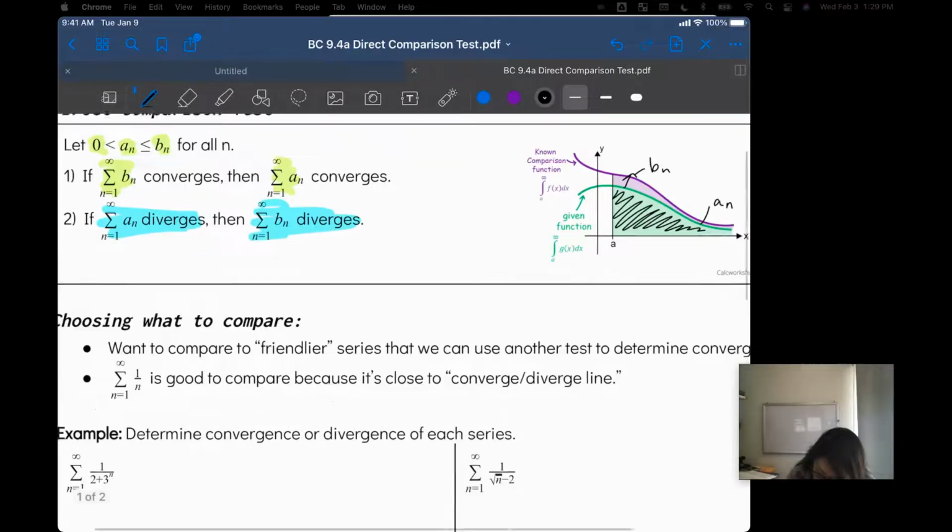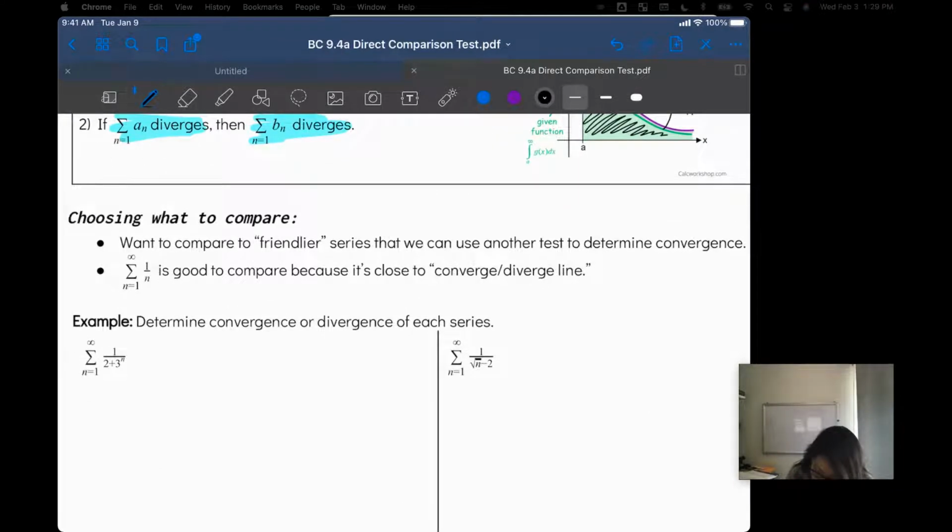So what we're trying to do is choose a friendlier series so that we can use another test, like the p-series test or the geometric series test, to determine whether the series converges or diverges. In general, a good series to use is the harmonic series, 1 over n, because it's really, really close to converging, but it diverges. So it's right on that line between converging and diverging, so it's a good one to use.